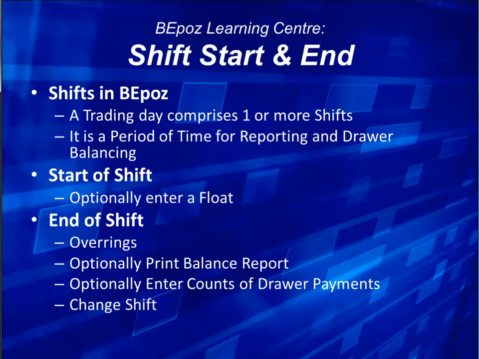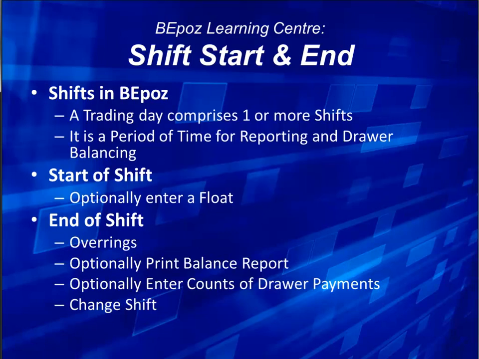Firstly, if there are any overrings that are required to be entered, they should be entered first. Next, you can optionally print a balance report for the shift. Then, also optionally, you can enter the draw counts, meaning the totals of all the different payment types that were in the draw can be entered into the till. Then, a difference can be displayed at the till and at the back office.